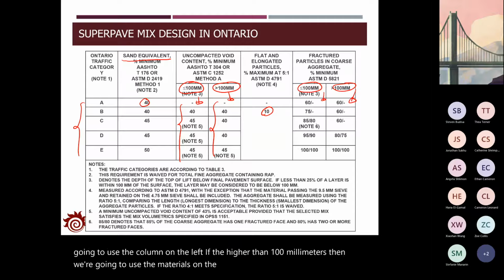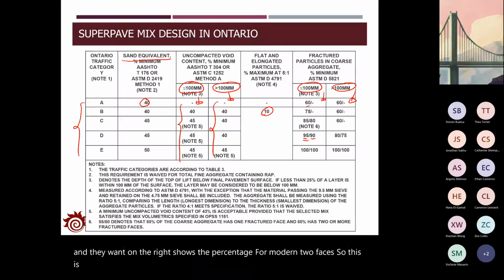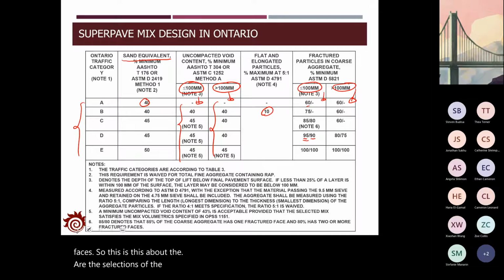And there will be 2 values. The one on the left shows the percentage for more than one face, and the one on the right shows the percentage for more than 2 faces. So this is about the selections of the materials for the aggregates.